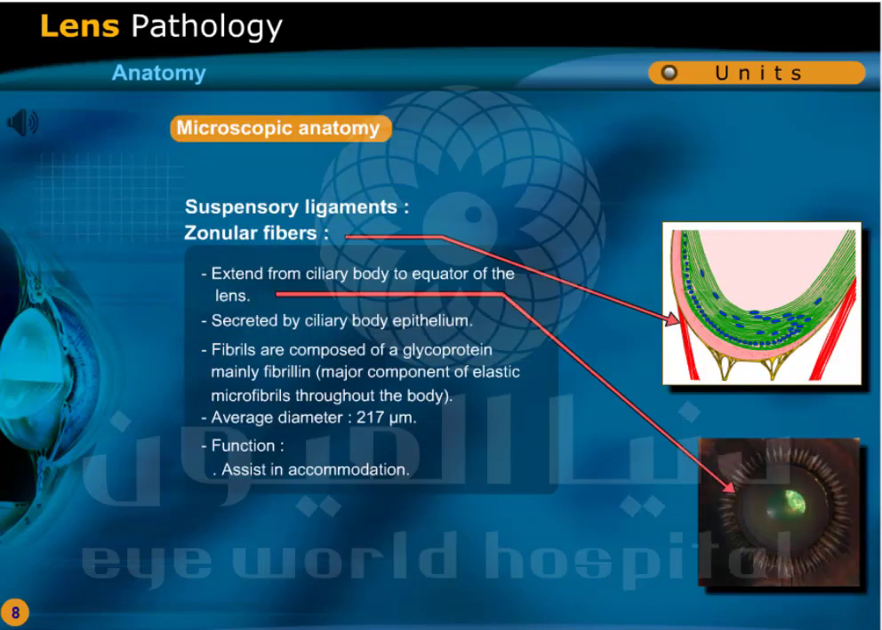Suspensory ligaments, zonular fibers. They extend from ciliary body to equator of the lens. They are secreted by ciliary body epithelium. Fibrils are composed of a glycoprotein, mainly fibrillin, which is a major component of elastic microfibrils throughout the body. The average diameter is 270 micrometers. The zonular fibers assist in accommodation.